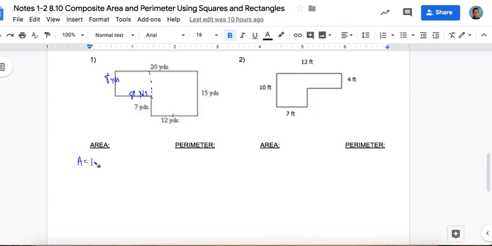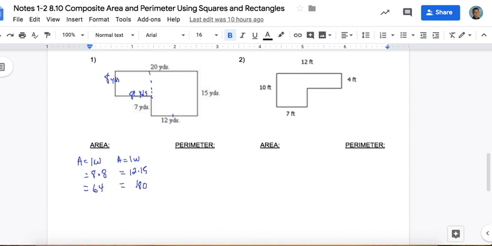So length times width. So for the first one, it's 8 times 8, which is 64. And then for the second one, it's also a rectangle, so I'm going to do length times width again. And it's 12 times 15, and that will equal 180.